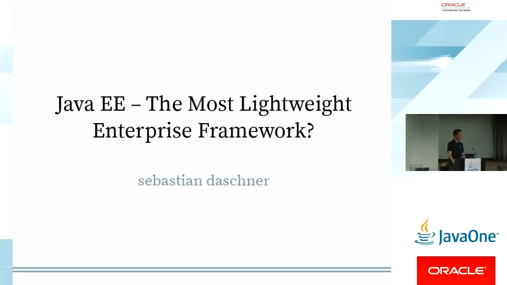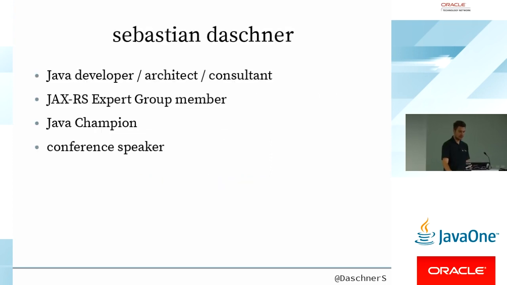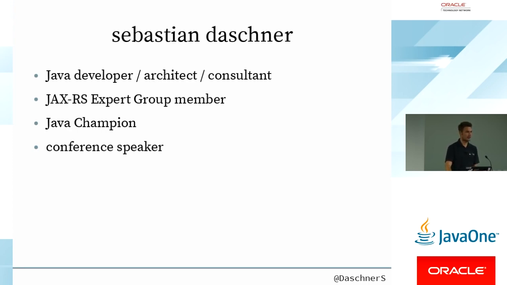My name is Sebastian Daschner. I'm a freelancer, consultant, developer, architect, whatever you call it, based in Munich, Germany. I'm doing Java, obviously, so I'm a so-called Java Champion. You can Google that, whatever that means. I'm also in the JCP and in the JAX-RS expert group for Java EE 8, for JSR 370. And I'm a regular conference speaker every now and then.